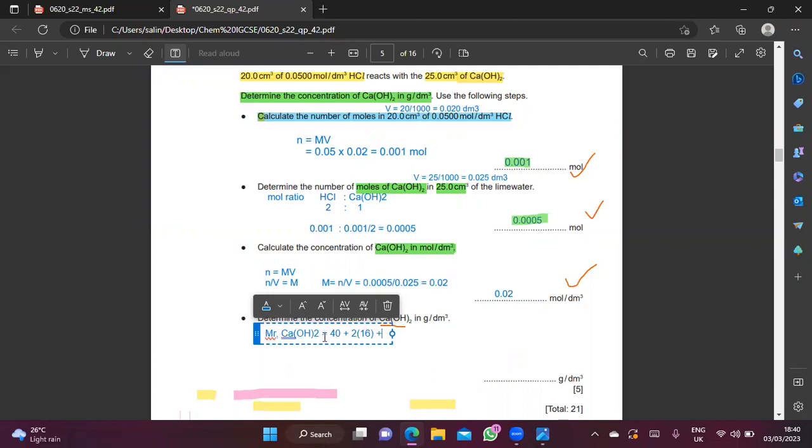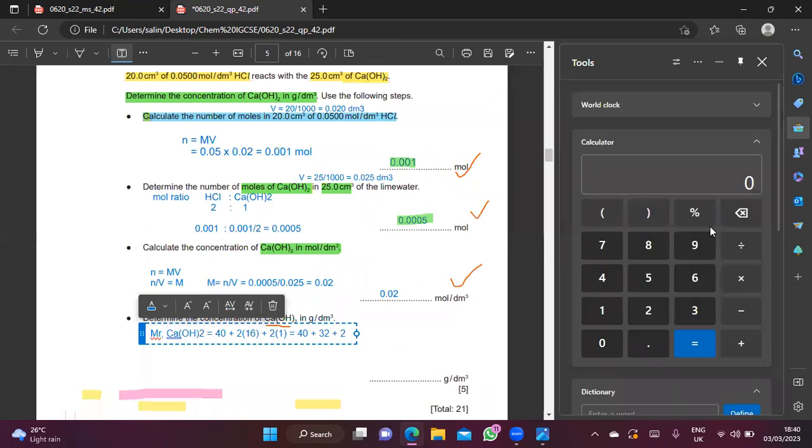What else? You got oxygen, then you got hydrogen. How many hydrogen? 2 as well. That's how you calculate the Mr. And what is the mass number for hydrogen? 1. No need to memorize, periodic table. Maybe you want to simplify this. So 40 plus 32 plus 2. Or you can just insert it directly in your calculator. So 40 plus, I have simplified this. Okay, 74. So the Mr is 74.